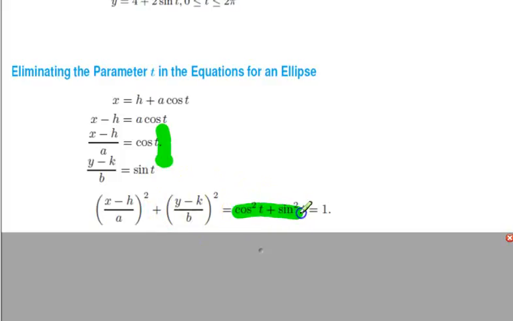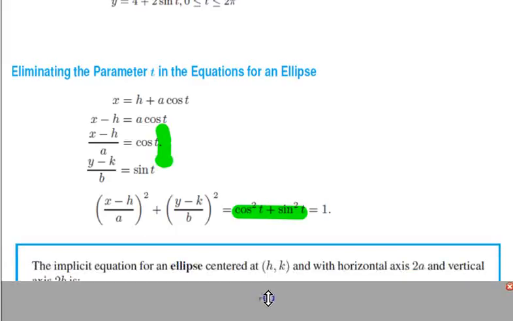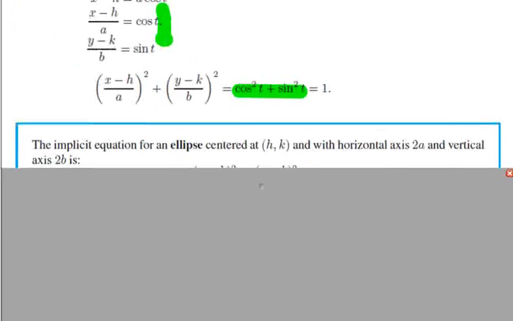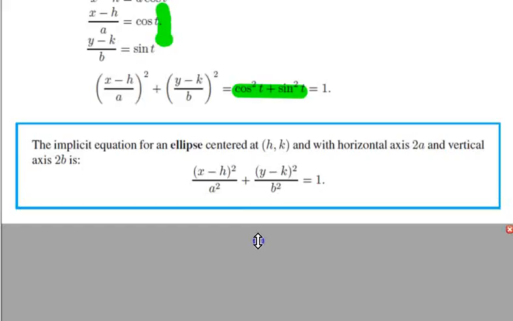And we know that cosine squared plus sine squared is equal to 1. So the general form of an ellipse for the implicit form looks like this. Okay? And that's the conclusion of our video.